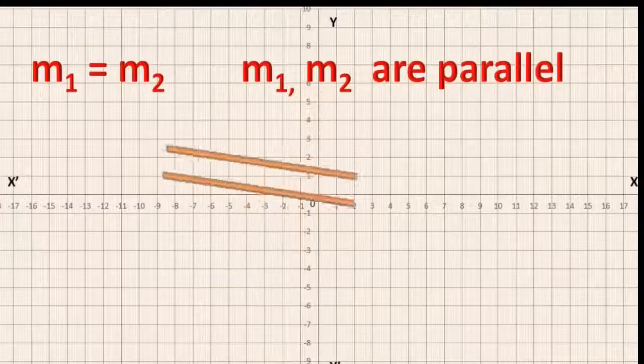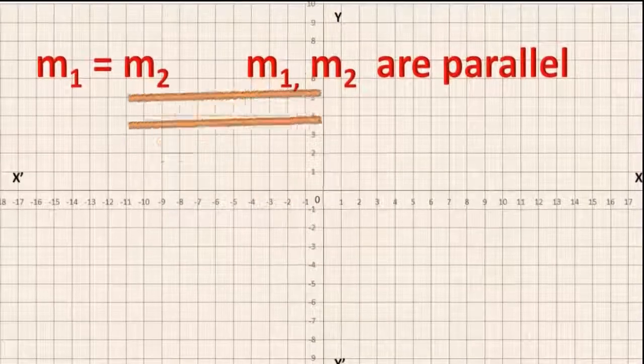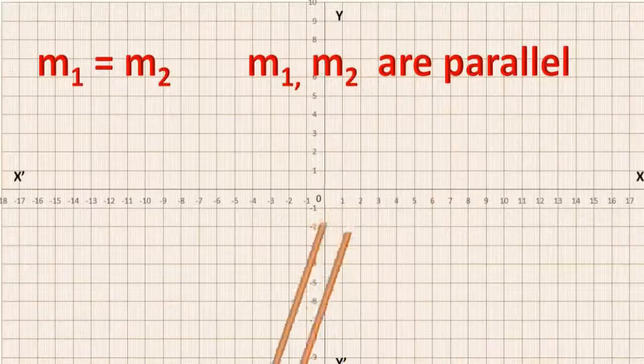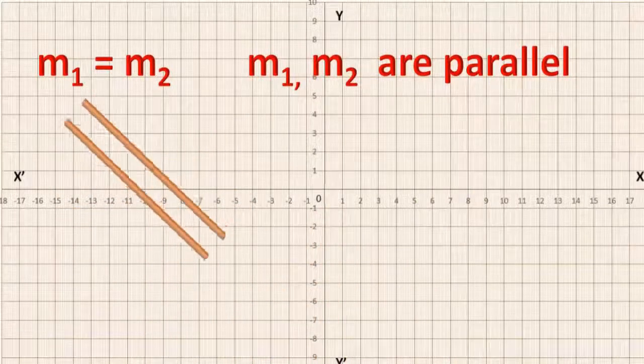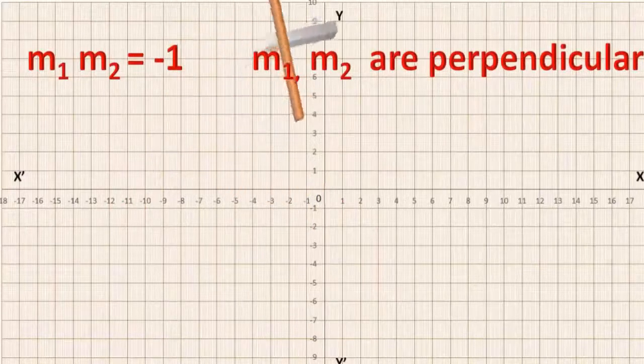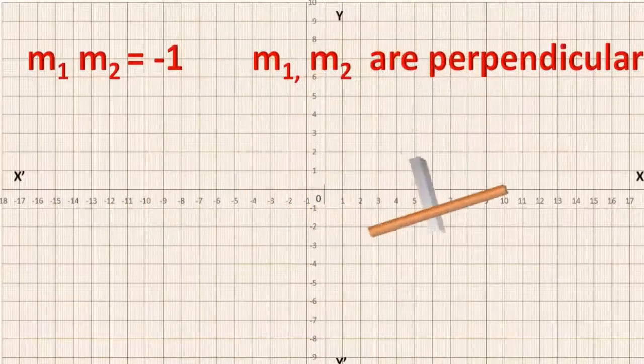Therefore, by conclusion, if m1 is equal to m2, then L1 and L2 are parallel. Similarly, if m1 into m2 is equal to minus 1, then L1 and L2 are perpendicular.